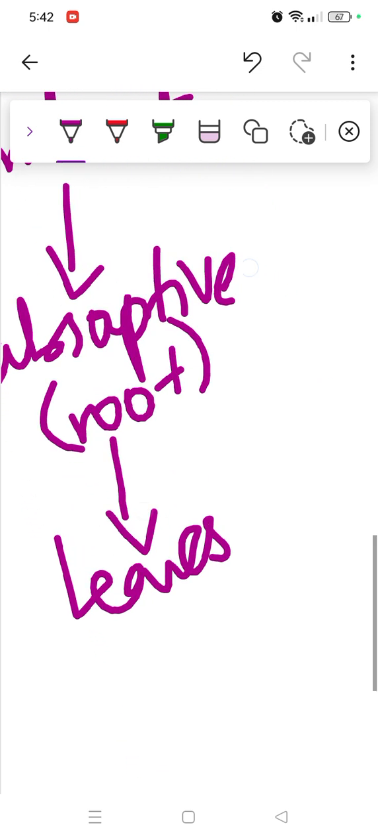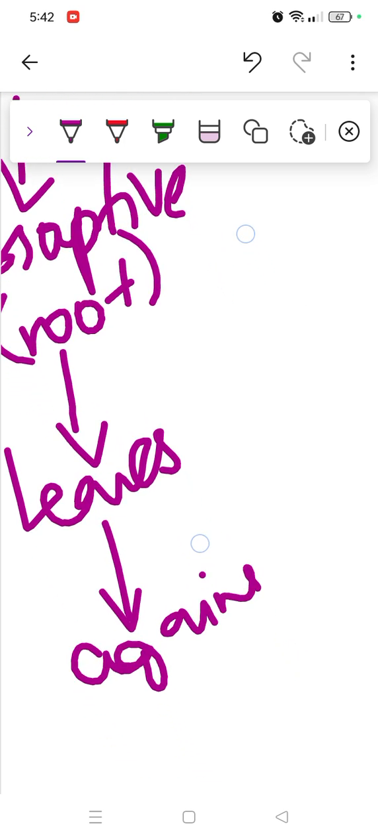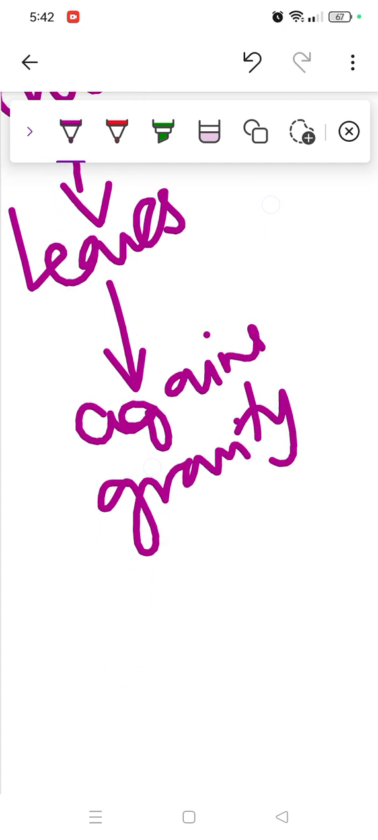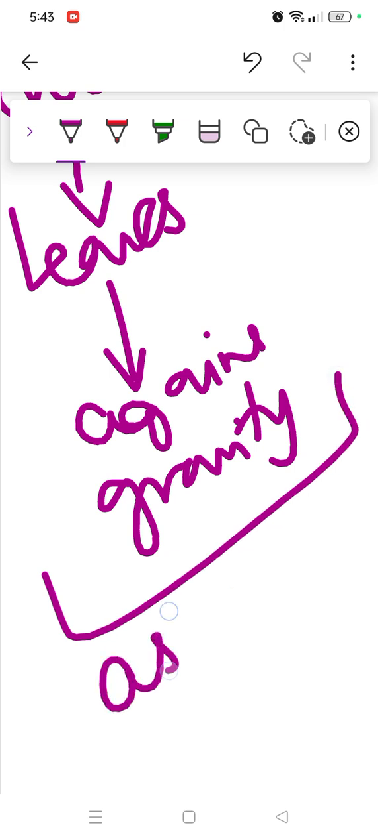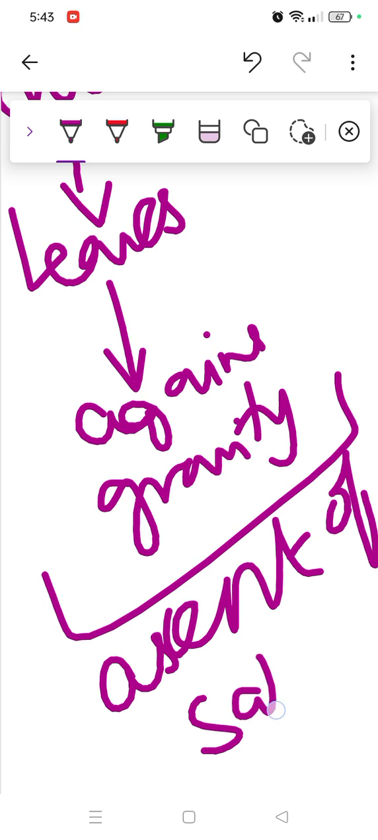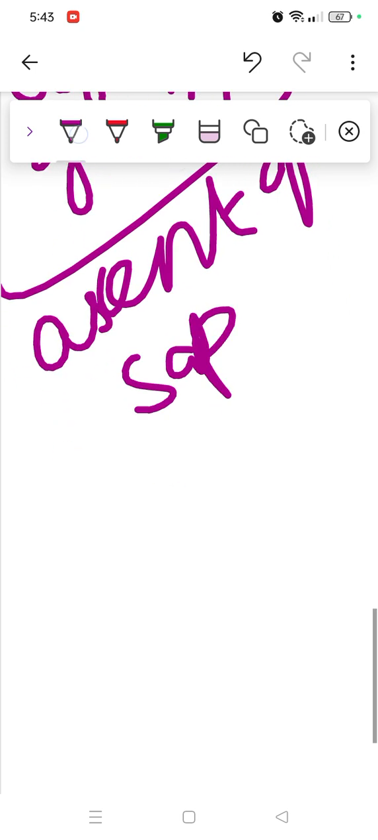Of course we know gravity acts downward and leaves are upward. So this process is going against the downward pull of gravity. That process is known as ascent of sap. You will also see this concept in the book. So I'm sure it's clear to you. Simply, let me make a picture to help you understand.